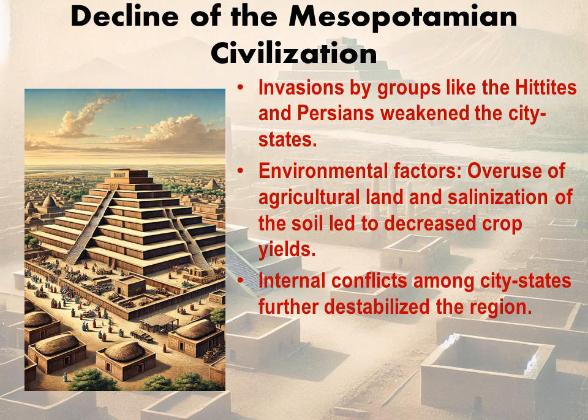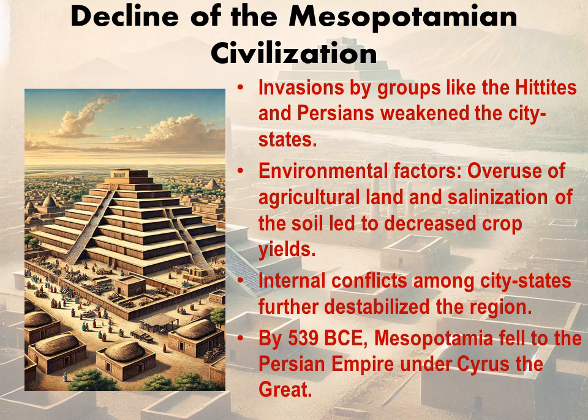Internal conflicts among the city states further destabilized the region. So there were invasions from outside, and also there were problems on the inside. Both from the inside and the outside, Mesopotamian civilization was having problems. Hence, there was a destabilization of the region. The city states like Babylonia, Ur, Uruk, all these city states used to fight among themselves and thus used to hurt each other, so that it became easy for the outside invaders to attack and conquer them.